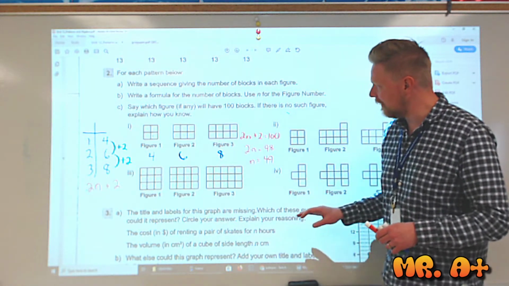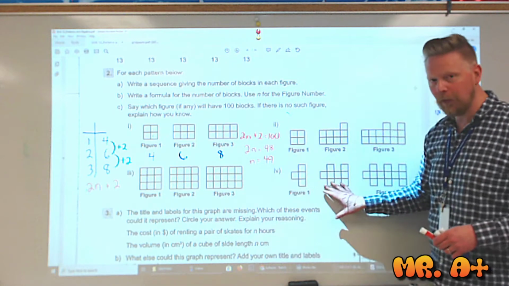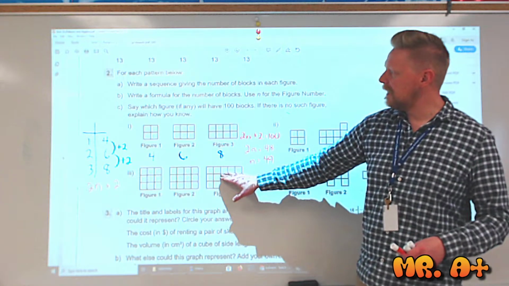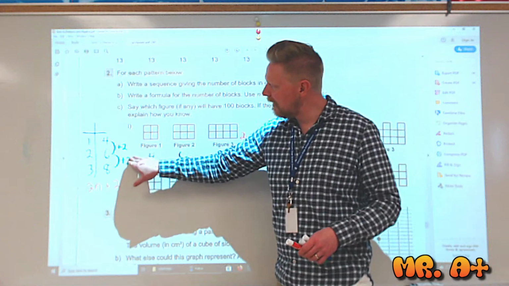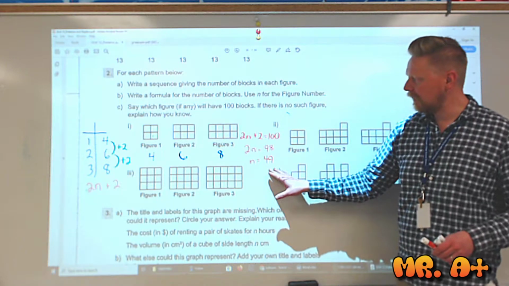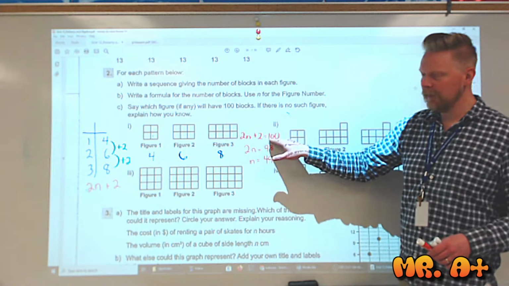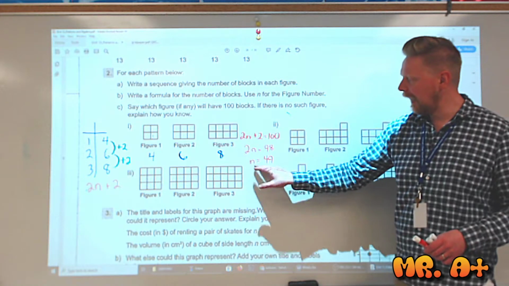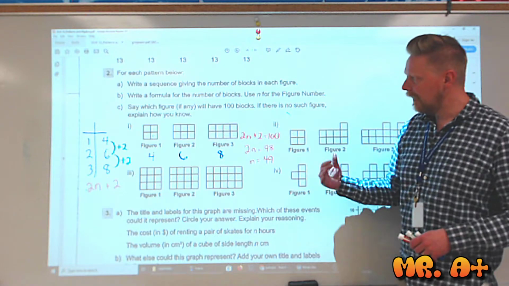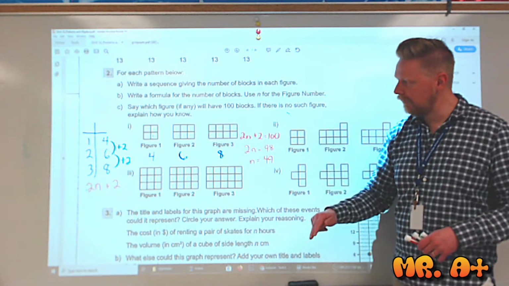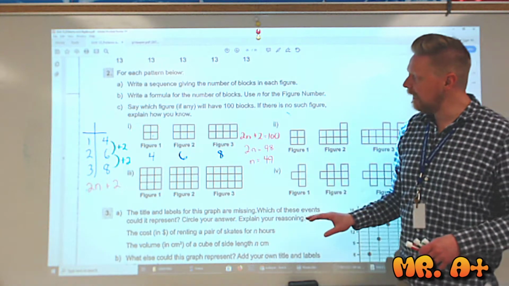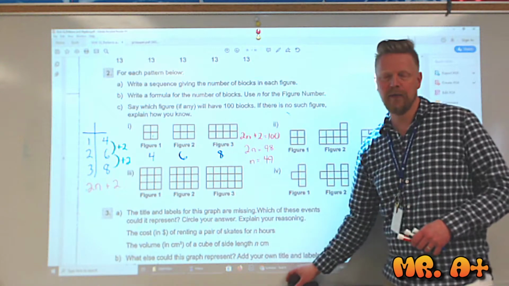I'd like you to do the exact same thing with 2, 3, and 4. You're going to first write your sequence. Secondly, do a t-chart and create a formula. Thirdly, use your expression, your formula, equals 100, and see if there's a value for that n which would be true. If so, it will have 100 blocks. Okay? That's all you have to do for question 2. So pause the video here, do question 2, 3, and 4. If you get lost at any time, just rewind the video so you can watch part 1 over again.